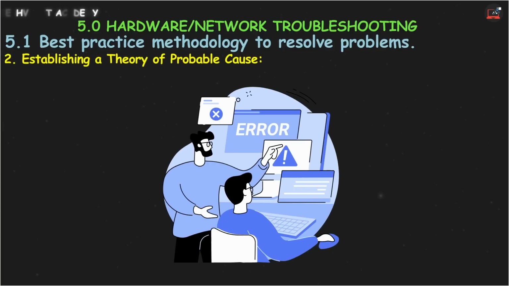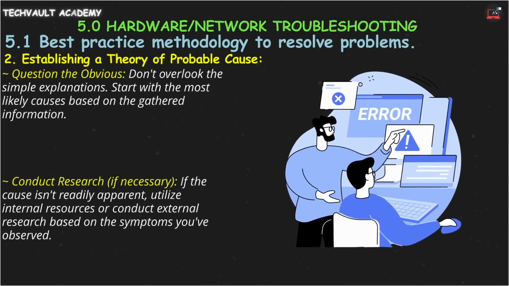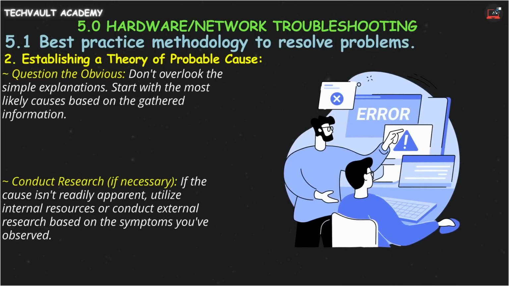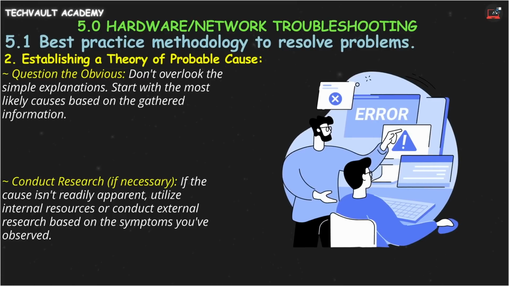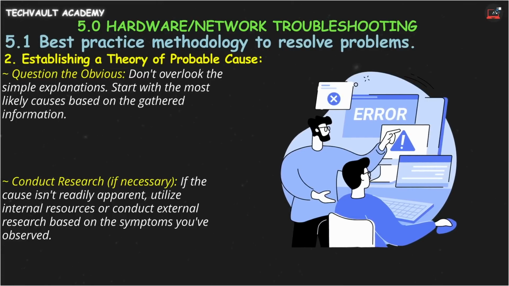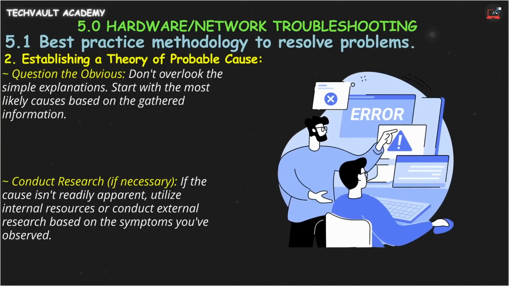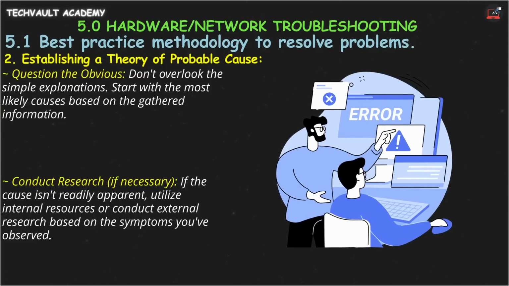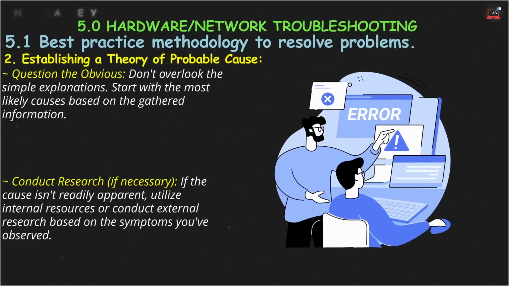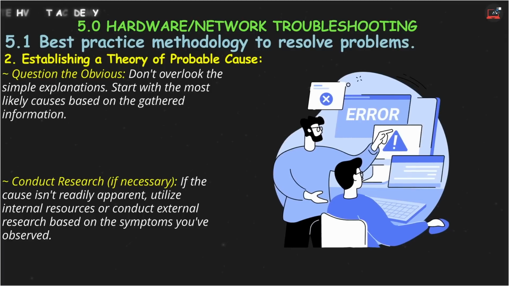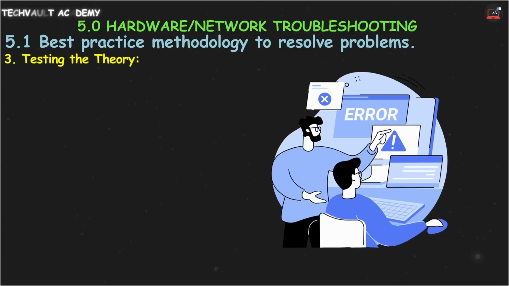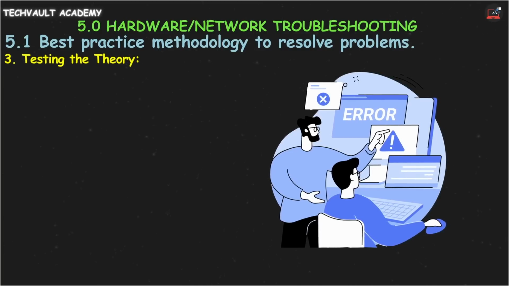2. Establishing a theory of probable cause. Question the obvious. Don't overlook the simple explanations. Start with the most likely causes based on the gathered information. Conduct research if necessary. If the cause isn't readily apparent, utilize internal resources or conduct external research based on the symptoms you've observed.